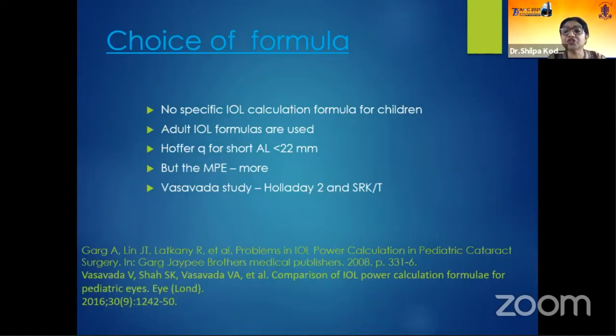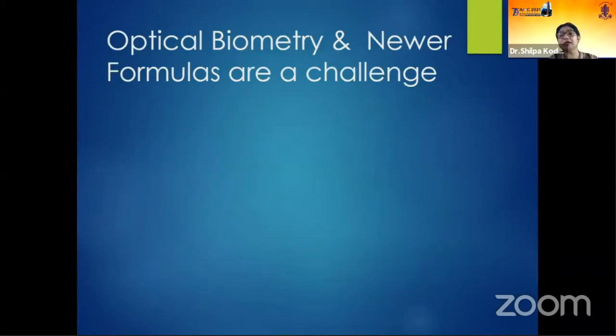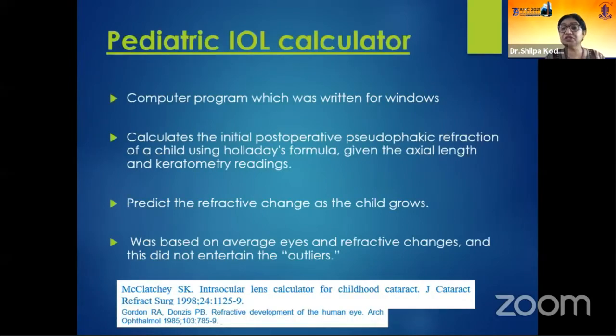Vasavda's study has shown that Holladay 2 and SRK/T show less mean prediction error as compared to the other formulas. Now, optical biometers and newer formulas, of course, for adult eyes are the gold standard today, but in children, it is not possible to do optical biometry for the reasons that we just mentioned.